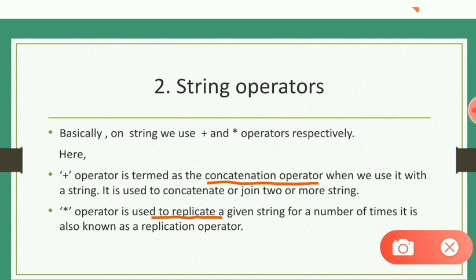If you want to combine two characters together, at that time we need to use this concatenation operator. This concatenation operator represent with the plus sign, and if you want to repeat some character number of times, at that time we need to use this replication operator. This replication operator represent with the asterisk sign.